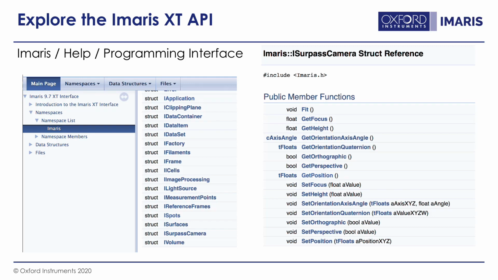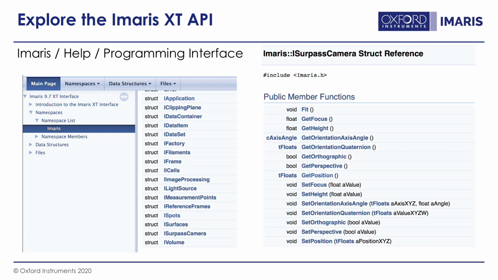To get to the Imaris XT API, open Imaris and in the Help menu, choose Programming Interface. You will then see the Programming Interface welcome page. If you then click on Imaris, you'll see all the classes that are defined inside Imaris XT.